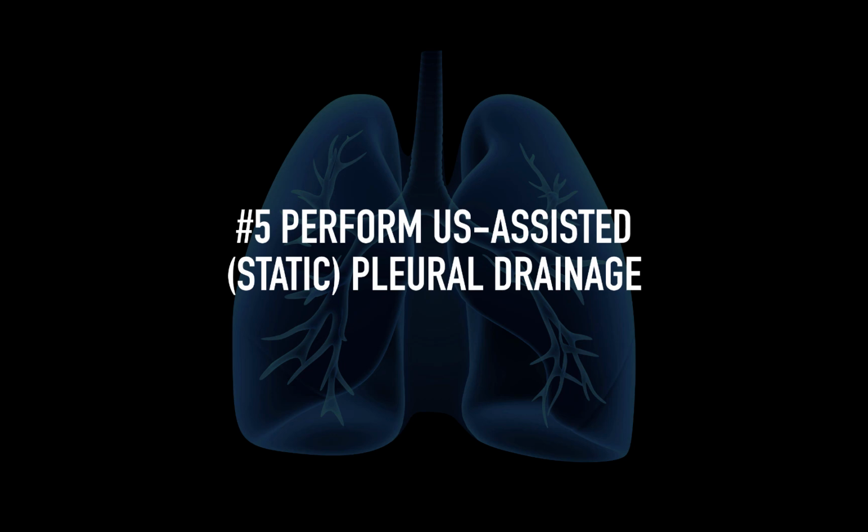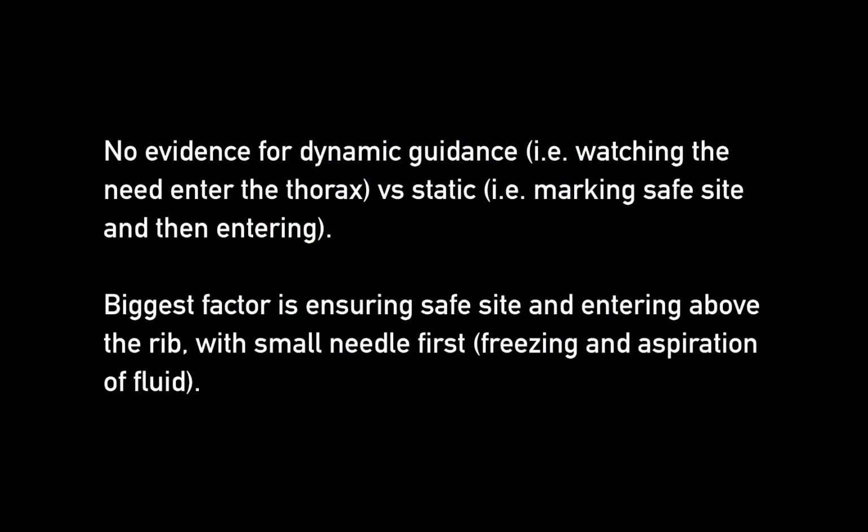Finally, I would recommend that you perform ultrasound-assisted pleural drainage in the static format. Now, in dynamic guidance, this is what you'd see in vascular access. This is more challenging in the thorax, and I'd really encourage you to focus on hitting that rib and going over to mitigate risk. So in this case, place the patient in the position you'll be doing the scan in, and then really find that optimal site as we highlighted earlier on. And once you've marked the access site, then enter with the small needle for freezing and the bigger needle for Seldinger technique.